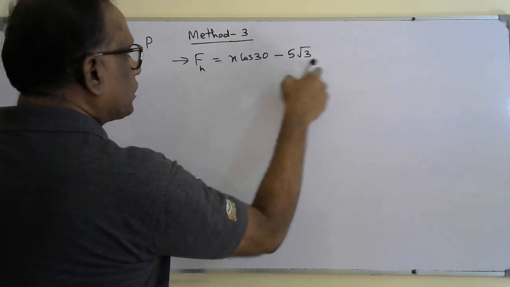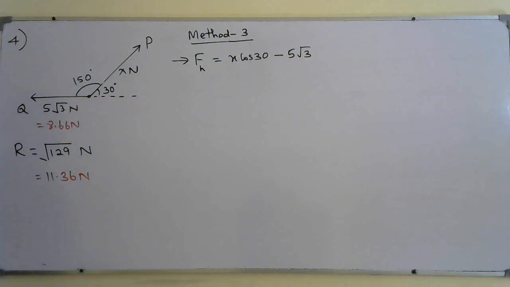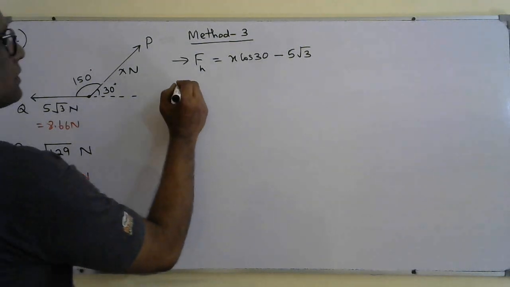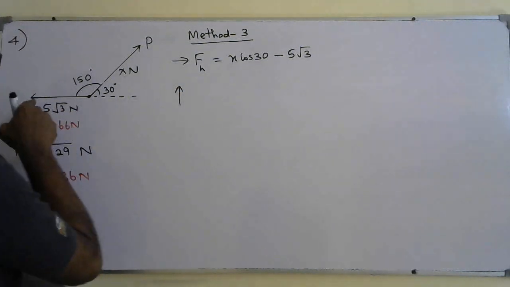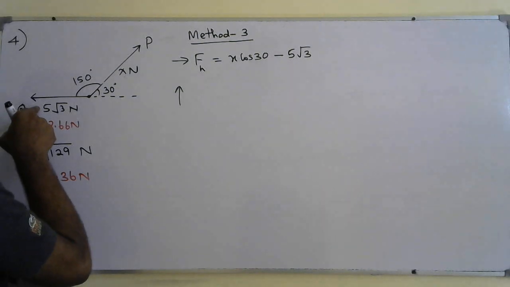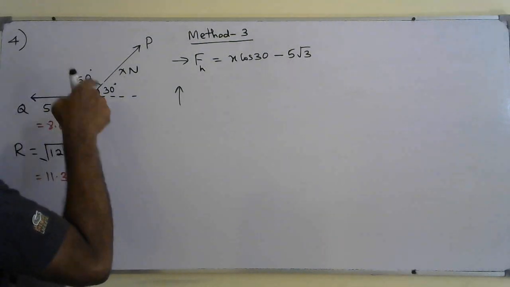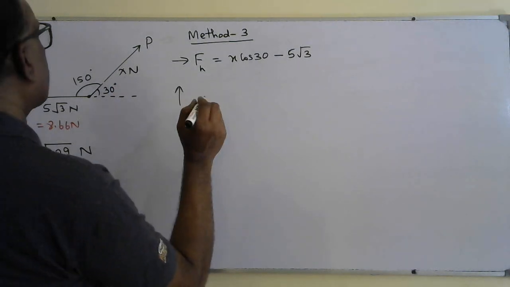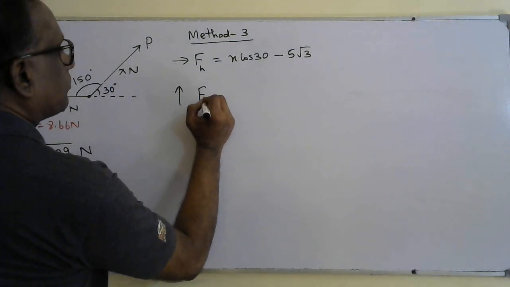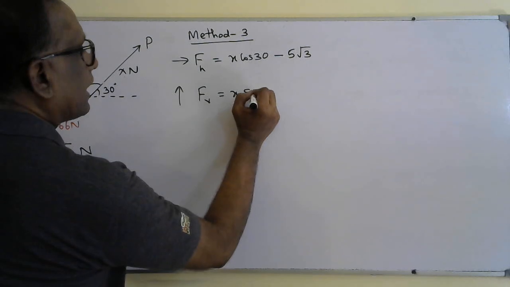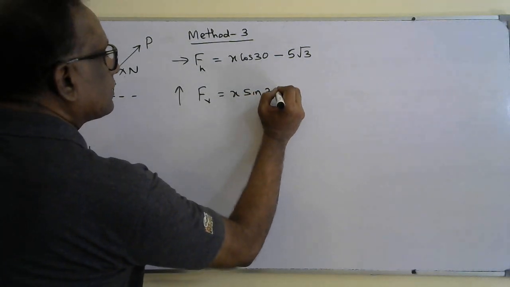So that is the total horizontal force: x cos 30 minus 5 root 3. Or you can resolve it left or right, whatever it is. So that's the total horizontal force, right? Total vertical force, if I resolve it: this is a horizontal vector that won't have any vertical component, so it's going to be x sine 30. So the vertical component is x sine 30.